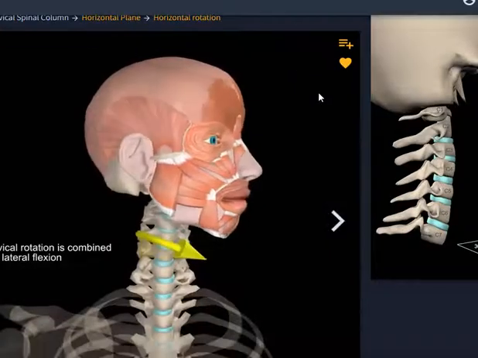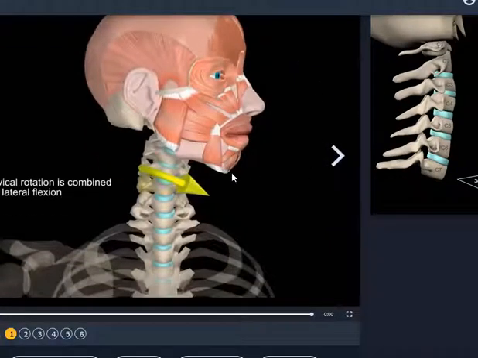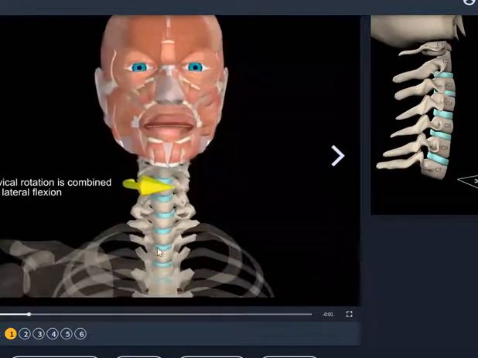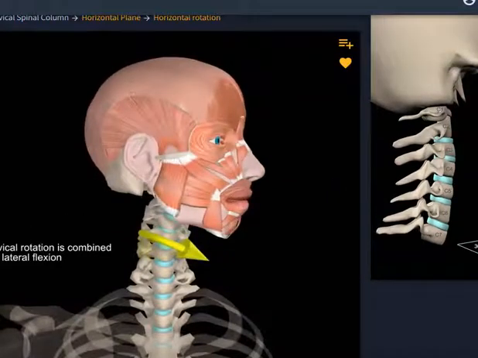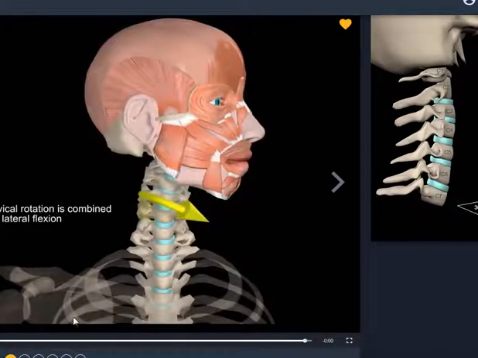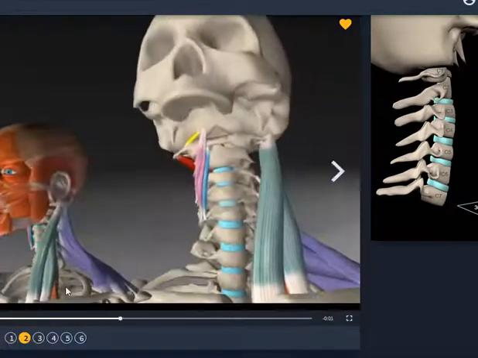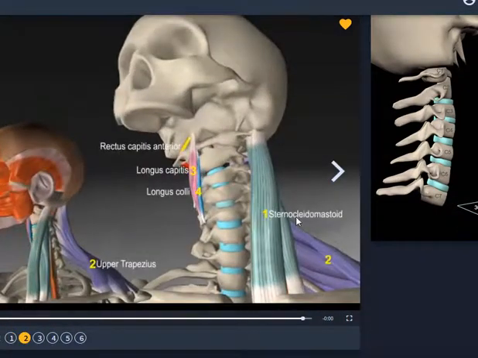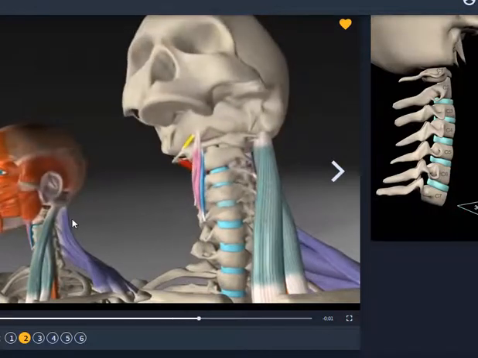So now we're looking at rotation. With rotation, you're not getting any capital movement. All of this is happening at C1, C2, and a little bit happening from these cervical vertebrae. Let's see if I can. There we go. So here you see upper trap and sternocleidomastoid.